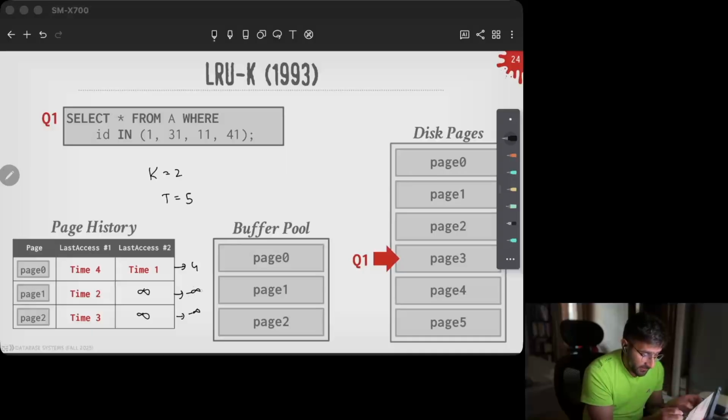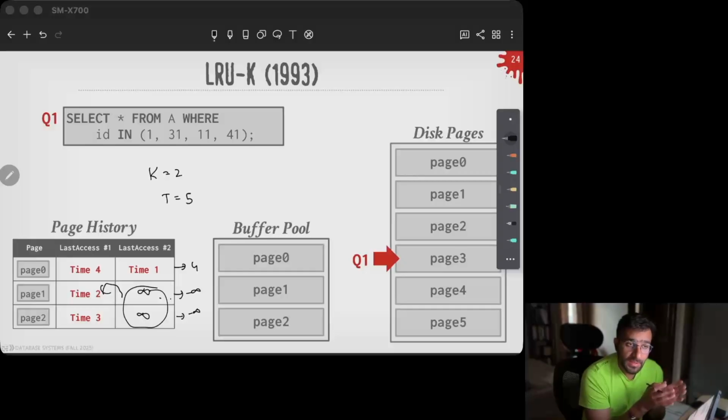So you evict the page which has the maximum absolute distance. Apart from that, this is a tie. How do you resolve ties? You look one step back, at the k minus 1 access. Now if I subtract these from 5, 5 minus 2 is 3 and 5 minus that is 2. So which page do you evict? You evict page 1.